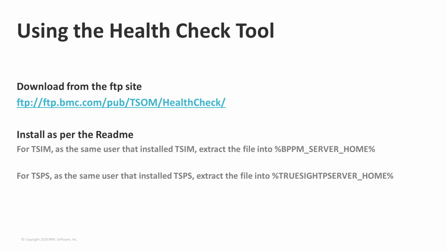In the demonstration, I'm going to download it from the FTP site, which includes both the zip for the tool itself and a README file containing the instructions to follow in order to install and run the tool. As per the instructions in the README file, the installation is just extracting the downloaded file to the appropriate TSIM or TSBS home directory using the default environment variables. It is important to use the same user to extract the file as was used to install the TrueSight component. This makes sure the right permissions will be given to the files on extraction so it can be run correctly.